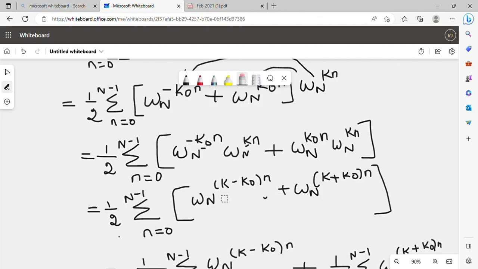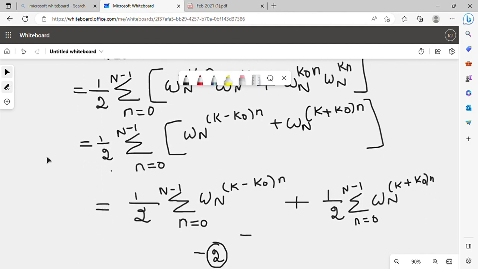And then what are you going to do next? You are going to multiply this 1 by 2 into the summation of n equals 0 to n minus 1 to here, to this particular one as well as this particular one. If I multiply the summation to this one as well as this one, you are going to get it like this. So this is my resultant. I multiplied this summation to this, that is, k minus k naught into n, and this 1 by 2 into n, this 1 by 2 into the summation of n equals 0 to n minus 1, to this one, right?